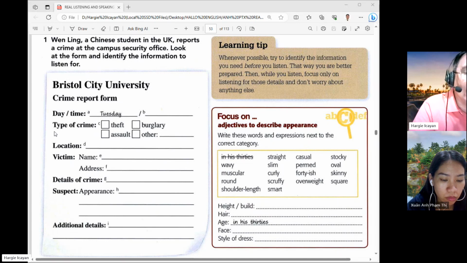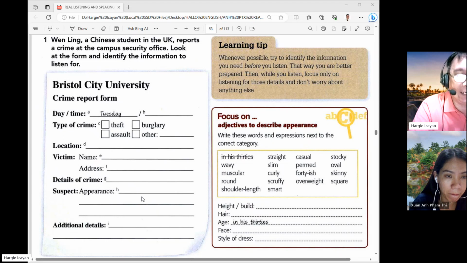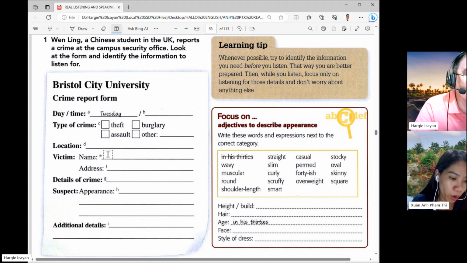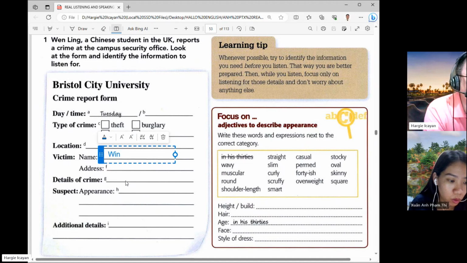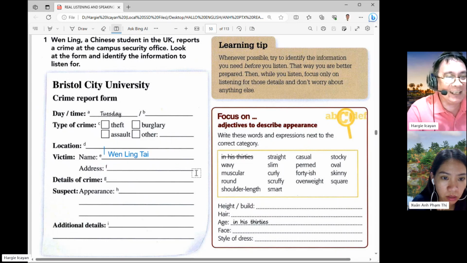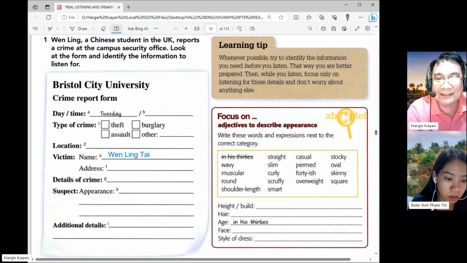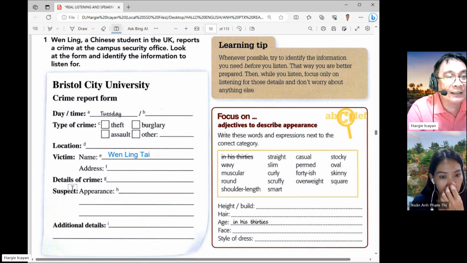Okay, wait. It says here, in this particular form that the police officer gave to Wenling, he was able to ask the name of the victim. Since Wenling was the victim, she was able to give her complete name. So what is her complete name? Wen, Ling, and then Tai, right? Is this correct? Yes, so it's Wen, Ling, Tai, right? Okay, next. Let's try to listen.